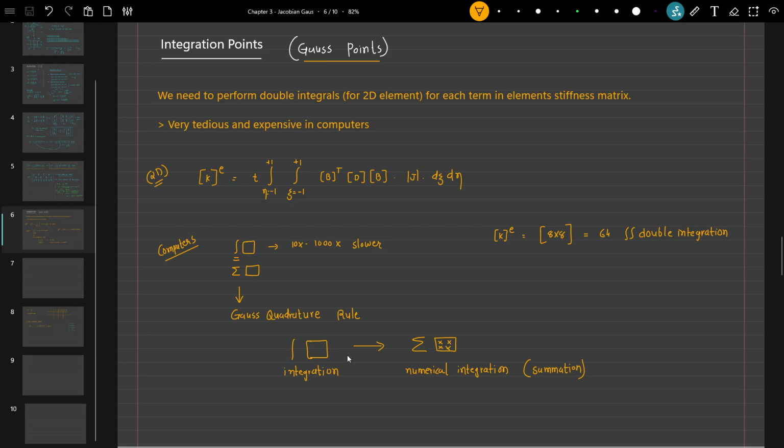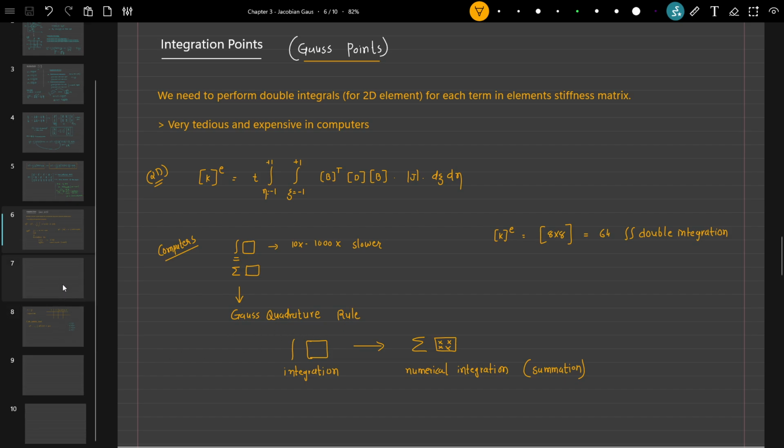So with the help of Gauss quadrature, we can improve the performance, or speed, of the FEA calculations. We should thank Gauss quadrature. If Gauss quadrature wouldn't have been there, an analysis which takes 1 hour, for example, could have taken 100 hours or 1,000 hours depending on the complexity of the problem. So that's why we use Gauss quadrature.